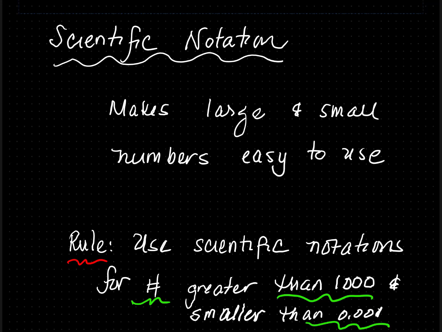Scientific notation. We use scientific notation because it makes large and small numbers very easy to use. The general rule for this class is you will always use scientific notation when the number is greater than 1,000 or smaller than 1,000.